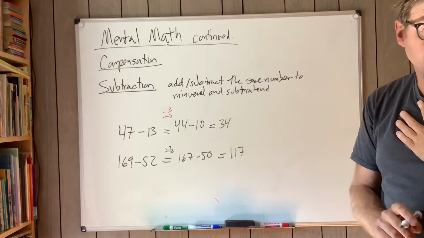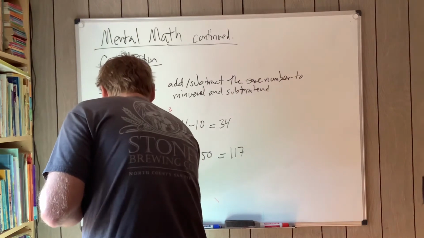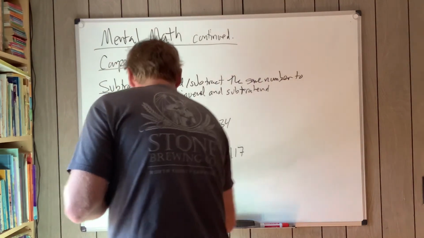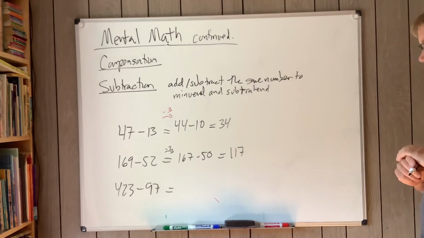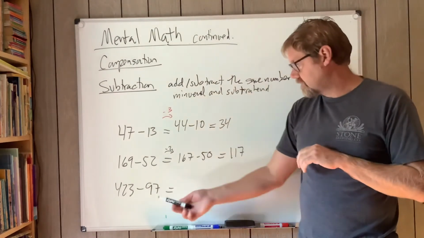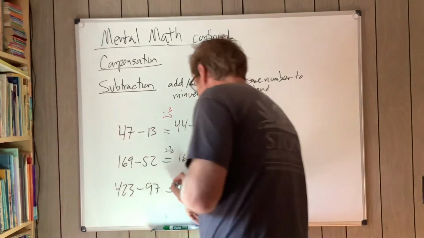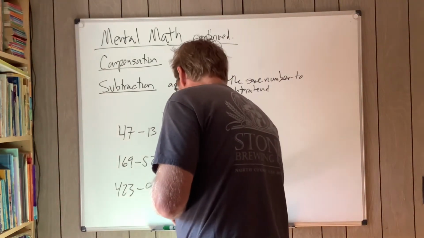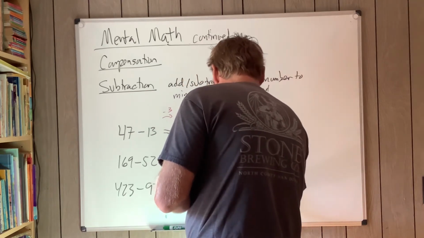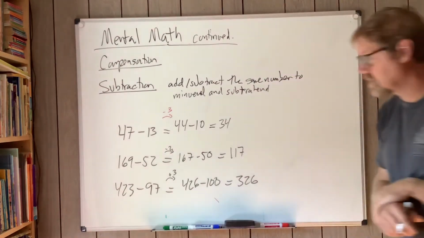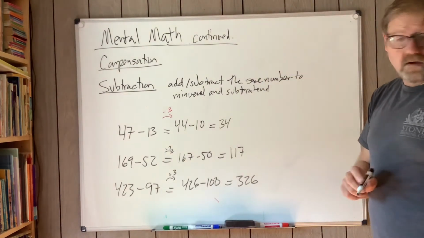All right, and finally, well, not finally, I have 423 minus 97. In this case, I'm probably going to go, oh, well, that's almost 100. So let's add 3 to both. So 426 minus 100 is 326.